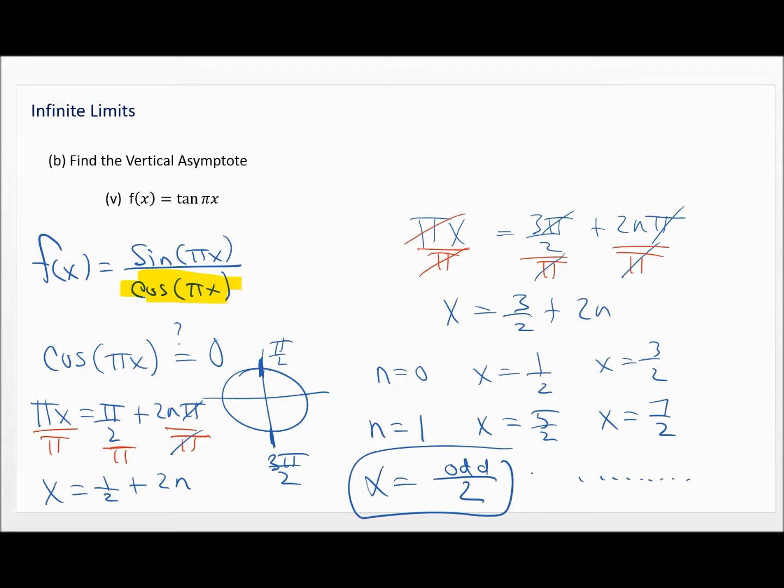Another way to write odd numbers, I don't know if you've ever thought about this, is (2n + 1)/2. 2n + 1 is always an odd number, and then divided by 2, you've got it. I know, trig always makes everything hard, but the idea is still the same, right? You take your denominator, set it equal to 0.